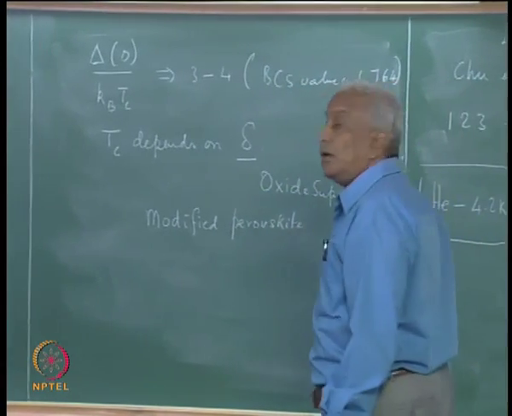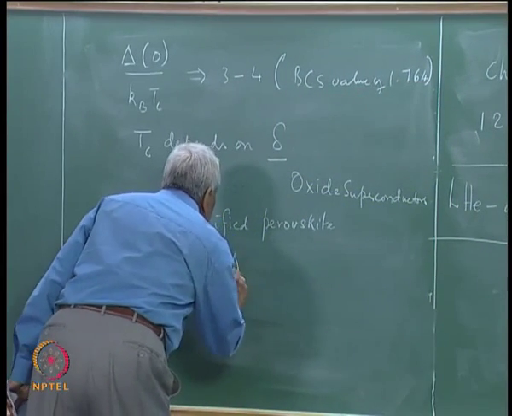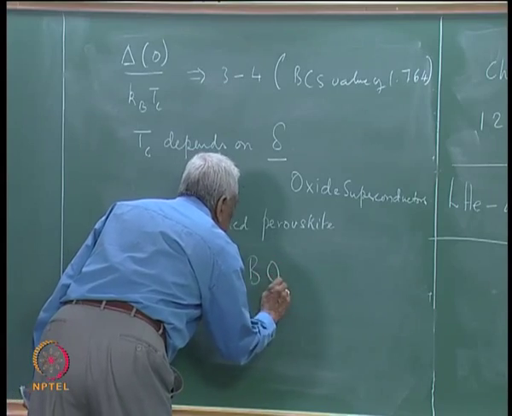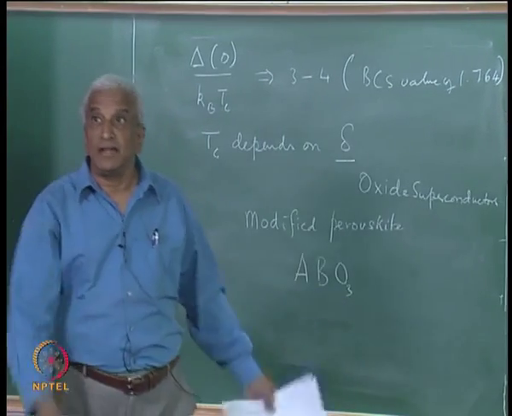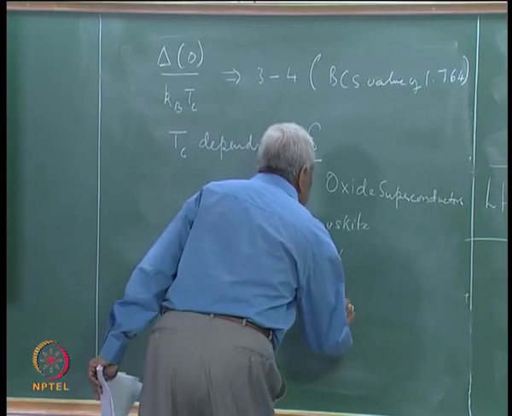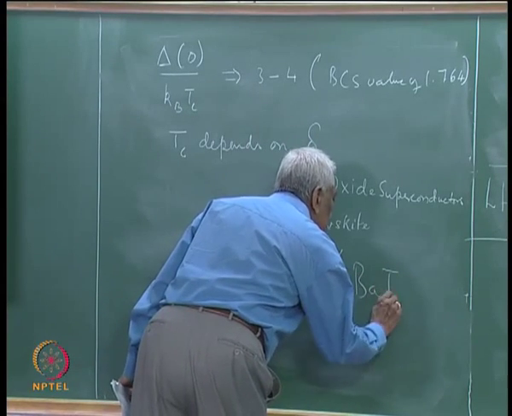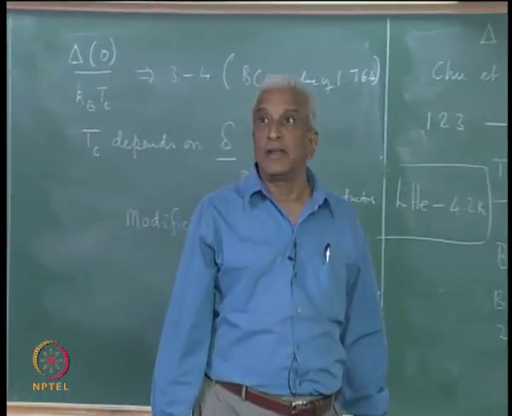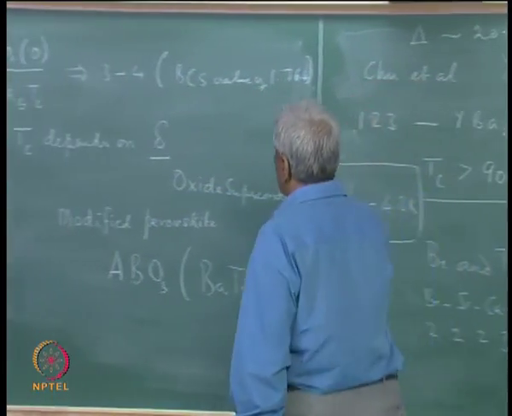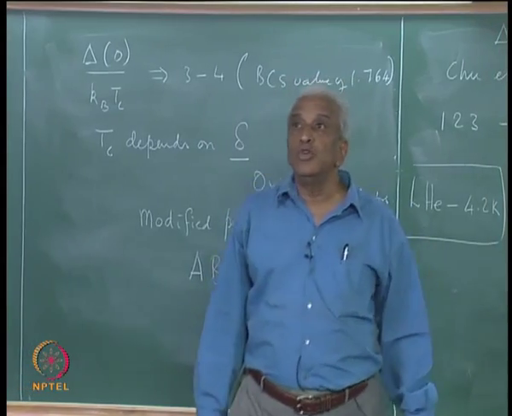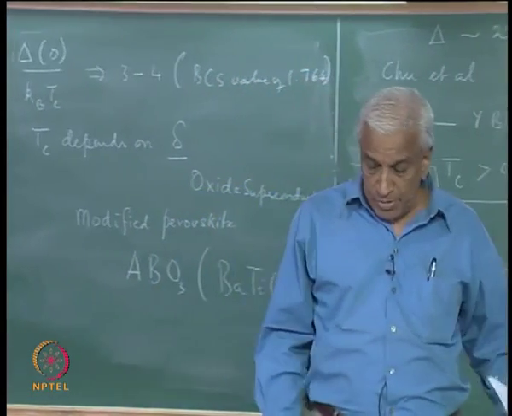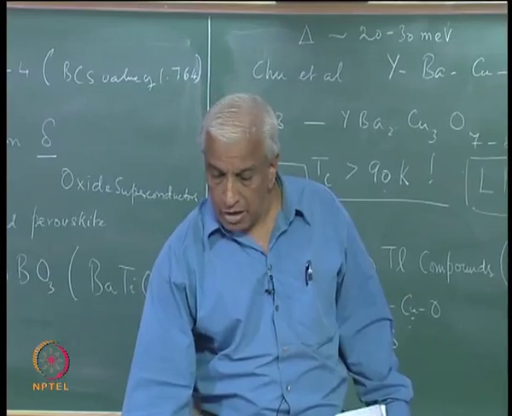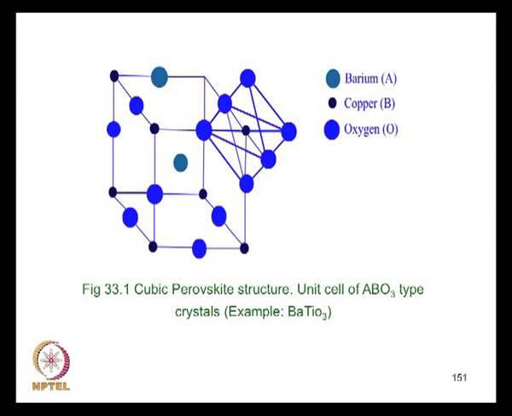For example, the oxides of the type ABO3, for example, barium titanate, a typical member of these oxides, is well known as a ferroelectric material. They crystallize in the perovskite structure. The unit cell of a compound belonging to the perovskite structure is shown in the figure. This is the modified perovskite structure for barium titanate.